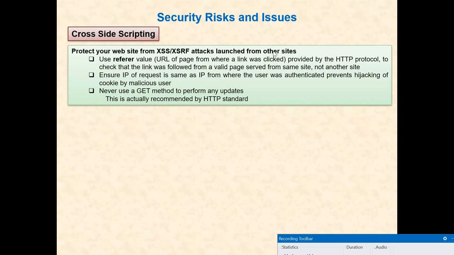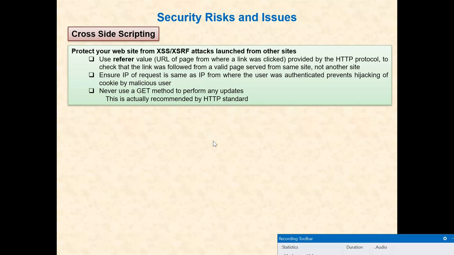To protect your website from other sites, you can actually use the referral value, and then ensure the IP is the same as the IP of the user who was authenticated, which prevents hijacking. Never use the GET method to perform any updates. Normally use the POST method.